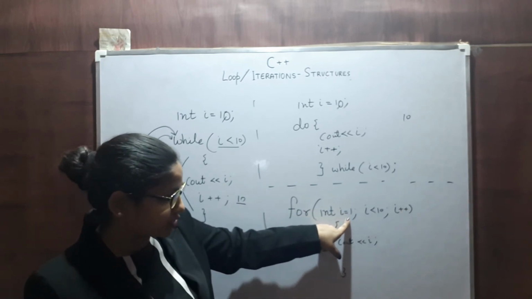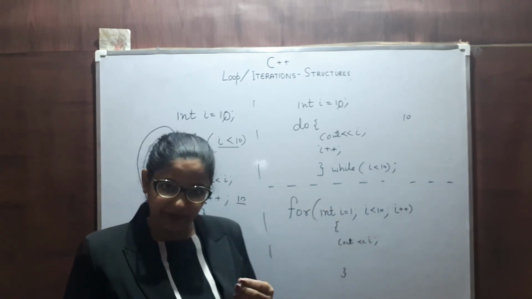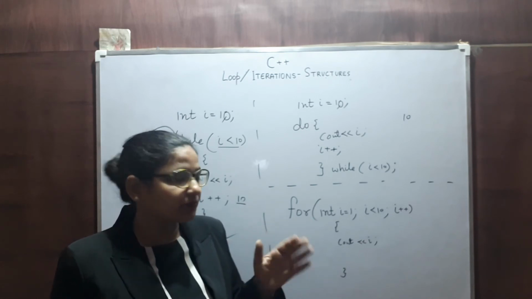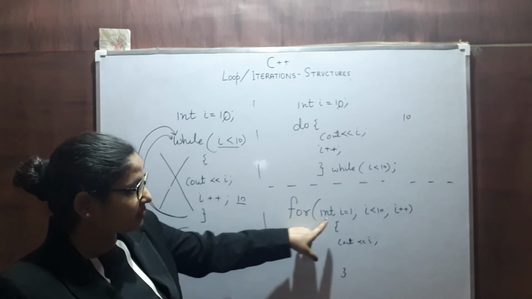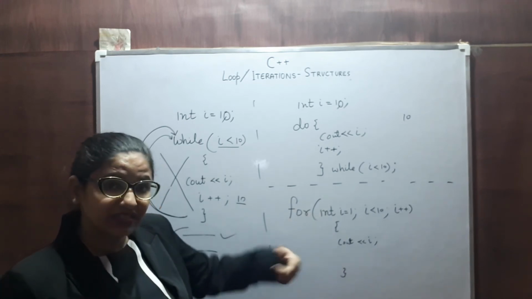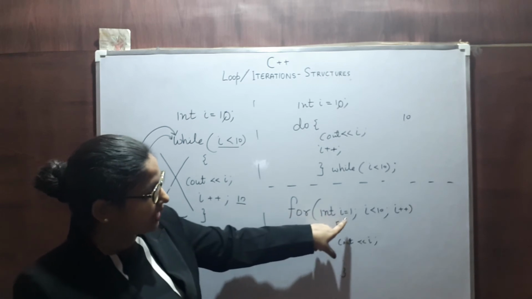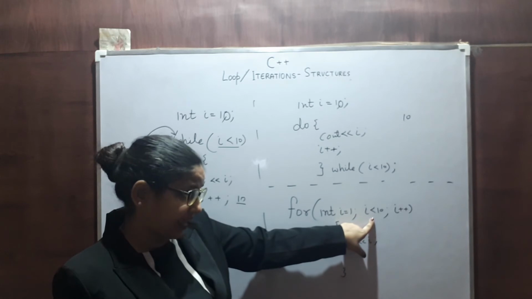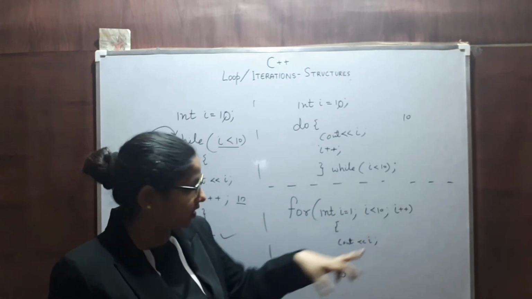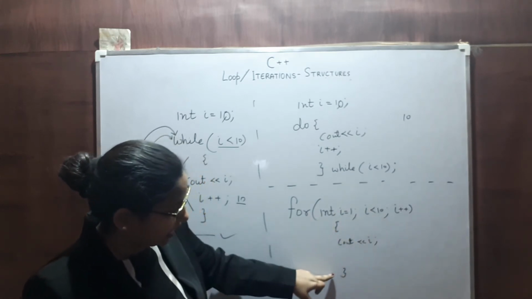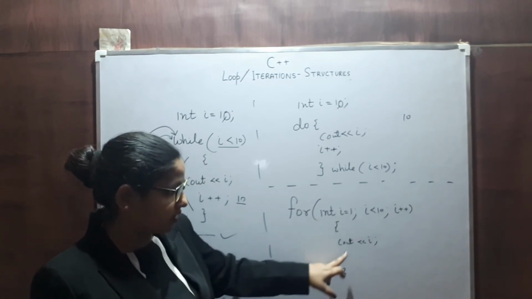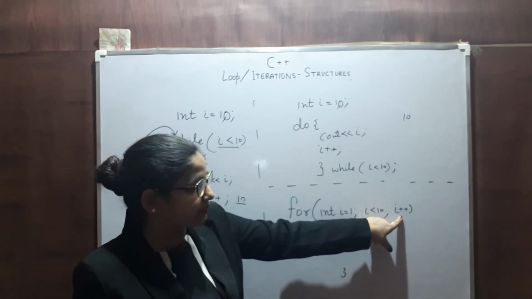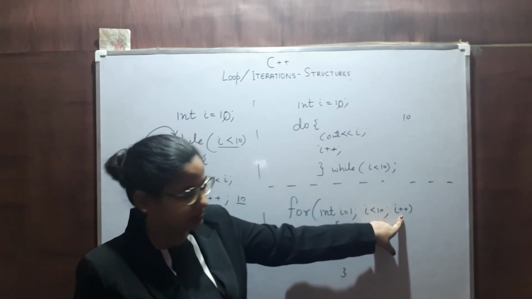for int i = 1. As we know in C++, we can declare a variable anywhere. In C we cannot, but in C++ we can. So I am declaring int here in the for statement itself. for int i = 1, i less than 10. Yes, 1 is less than 10. Then go and execute this for block. So cout i, that is 1. After the block, increment or decrement, whatever your program wants.